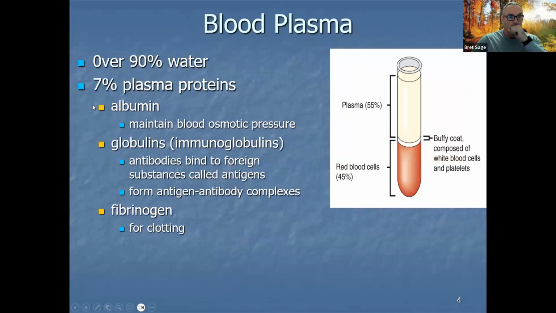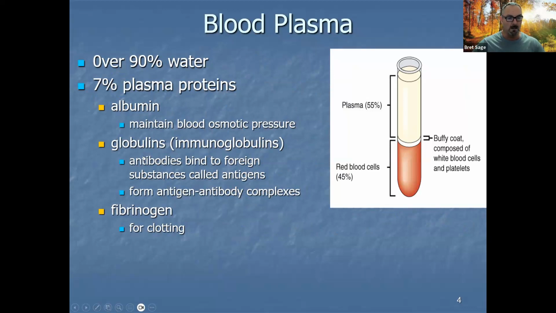Blood plasma is over 90% water, 7% plasma proteins. Those plasma proteins include albumin, which is the same albumin that you find in egg whites, chicken egg whites. It helps maintain blood osmotic pressure. The details of that I'll get to in physiology.